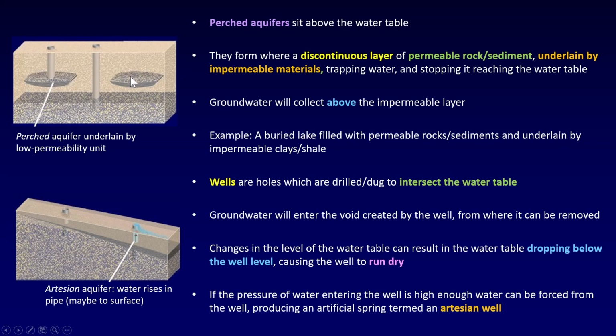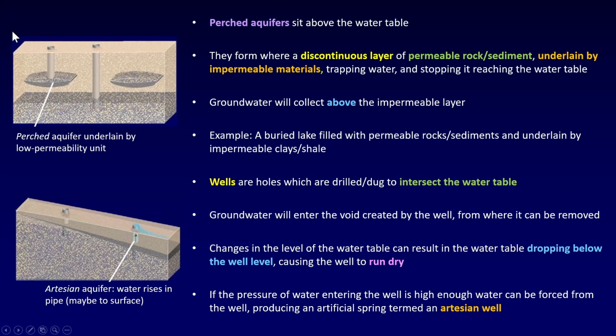However, above our water table, we have these two isolated bodies of porous sediment, which can contain water within the pore spaces. So in terms of these perched aquifers, they form when you have a discontinuous layer of permeable sediment. So discontinuous simply means that the layer doesn't continue. It just stops and starts. So the layer starts here and stops here. The sediment within it, or rock within it, is permeable. So there's pore spaces into which the water can enter.